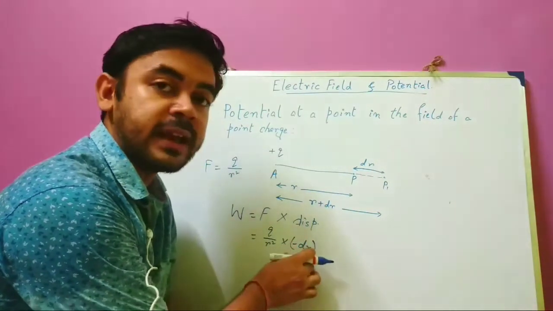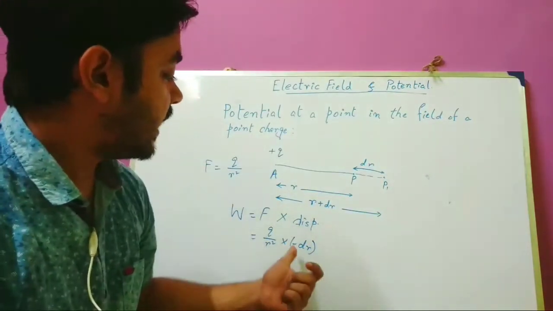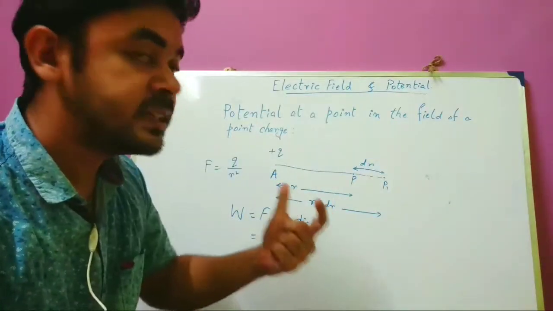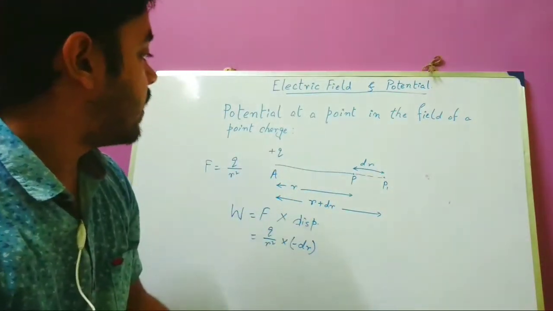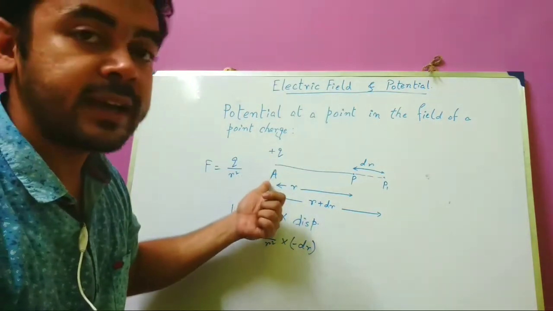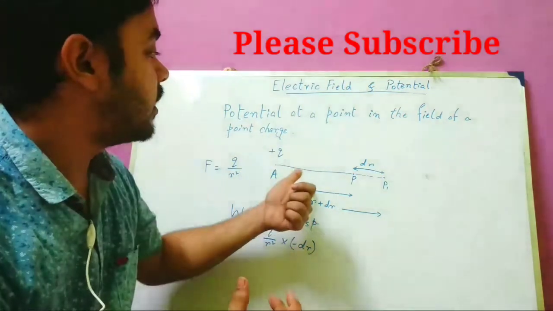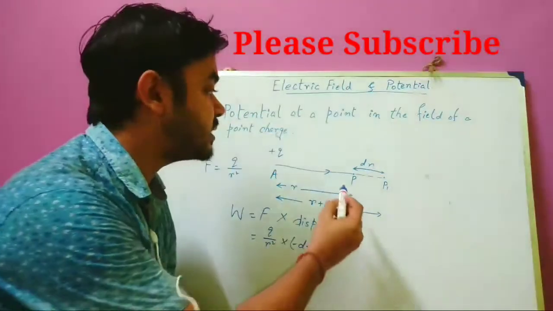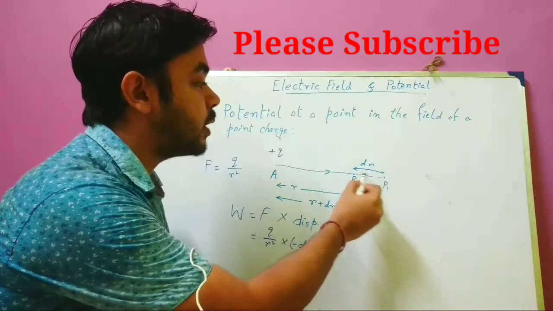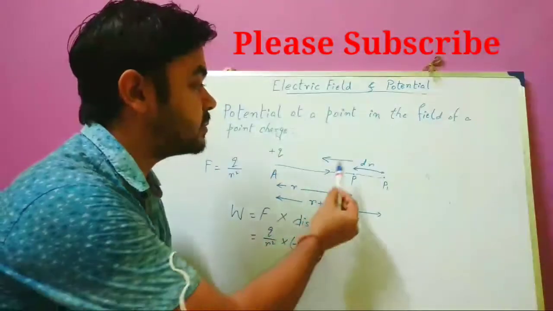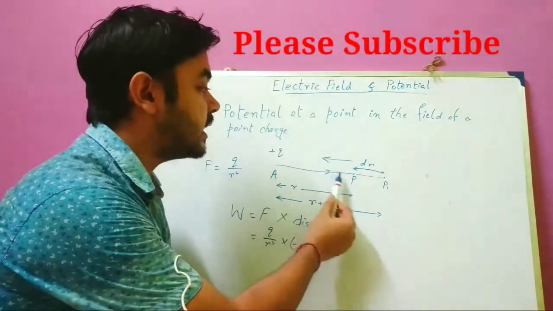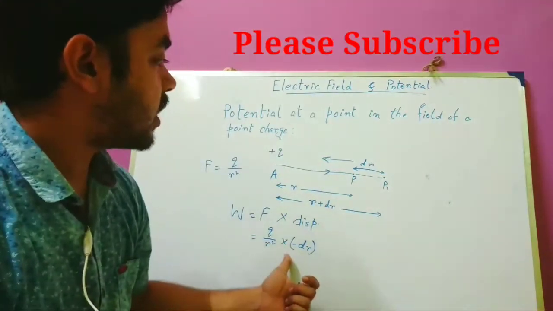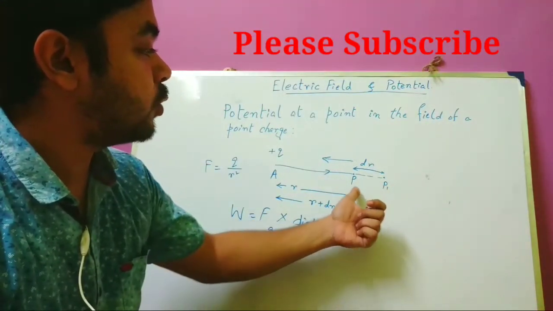Why does the negative sign arise? The negative sign arises because the direction of the electric field intensity and the displacement are opposite to each other. The plus Q charge is placed at A, so the direction of the electric field intensity will be in this direction, and the displacement is from point P1 to point P, so the displacement is in this direction. So they are opposite to each other, so a negative sign arises. This is the work done in bringing a positive charge from P1 to P.